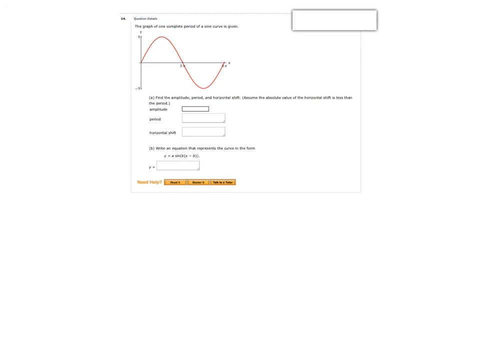All right, next up here, we're graphing one complete period of sine. And so I can see right away the period is 6 pi. The amplitude, it looks like, is 9. We have no horizontal shift. Now for this one, the k is a little tougher to see.